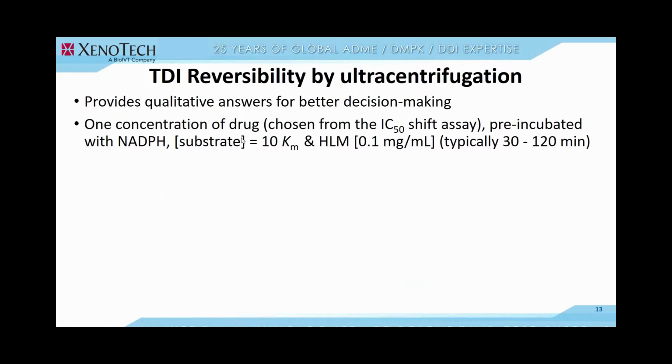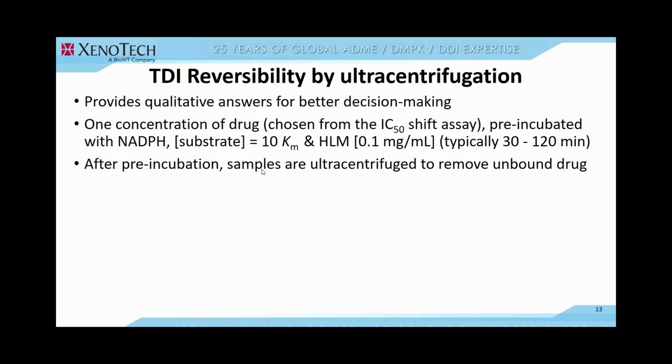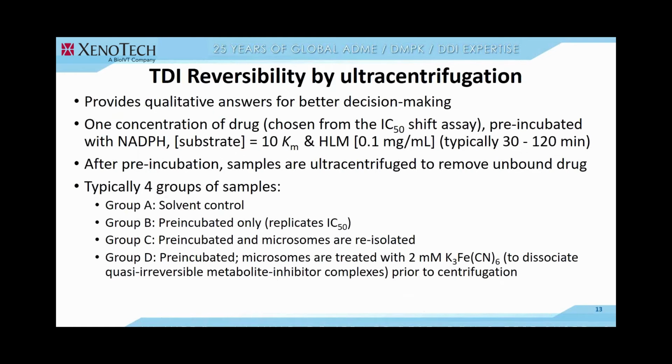So one concentration of drug is chosen from the IC50 shift assay, and it's pre-incubated with NADPH. The human liver microsomes are at a low concentration, with the substrate here at 10 Km to minimize any direct inhibition, and incubated for 30 to 120 minutes, depending on the shift that we observed. After that pre-incubation, the samples are then ultracentrifuged to remove the unbound drug and any metabolites that may have formed.